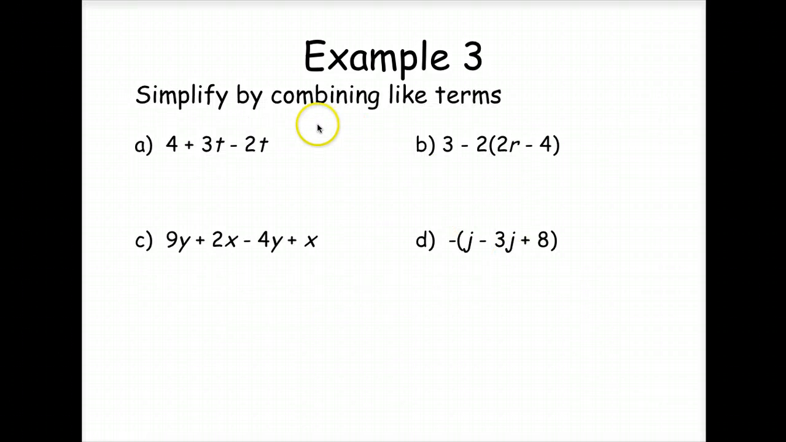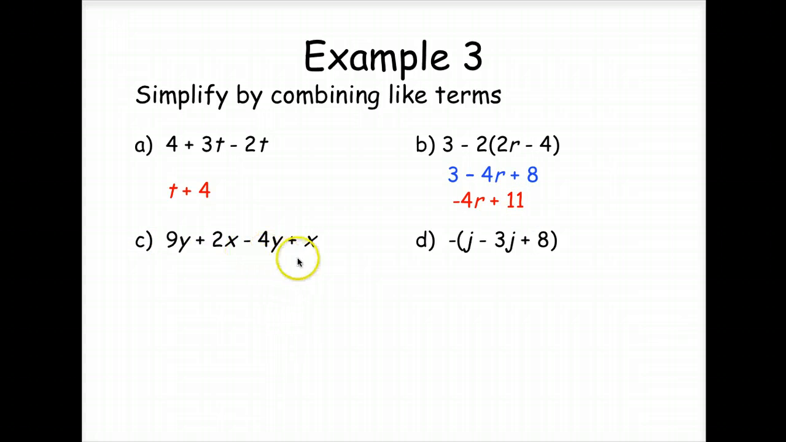Now they want us to simplify by combining like terms. What are your like terms here? Let's write the T's. So 3T minus 2T, it leaves us with T plus 4. On this one, you've got parentheses, so you're going to have to distribute this 2 across the parentheses first. So -2 times 2R, -4R, -2 times -4 is a +8. Now combine any like terms. There's only one R, but I see an 8 and a 3 that can be combined to be a +11.